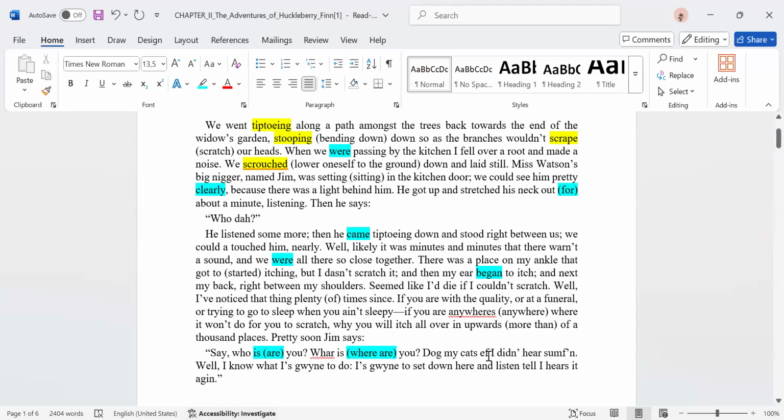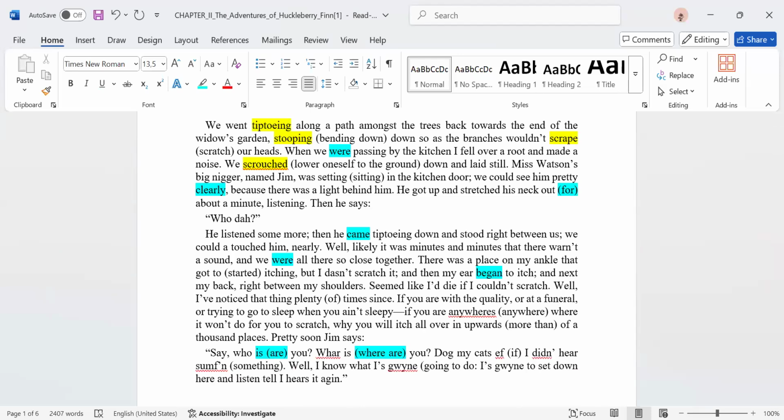So here we have F right here. F is supposed to be if. So for incorrect pronunciations, I'm just going to use a parenthesis without any highlighters. But if it's incorrect grammar, I'm going to use a highlight.